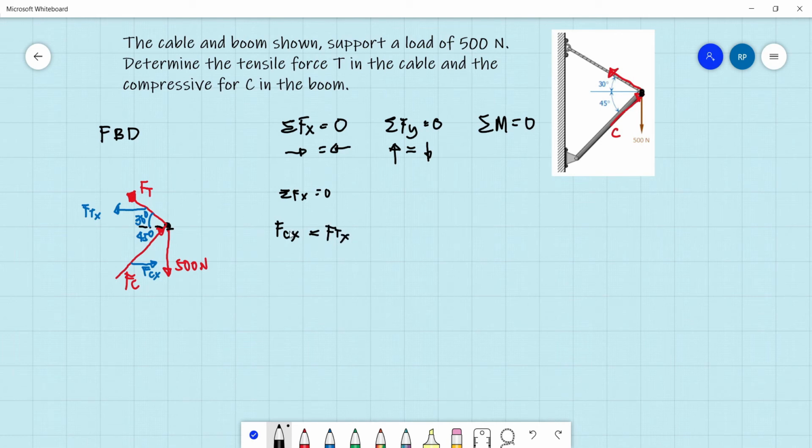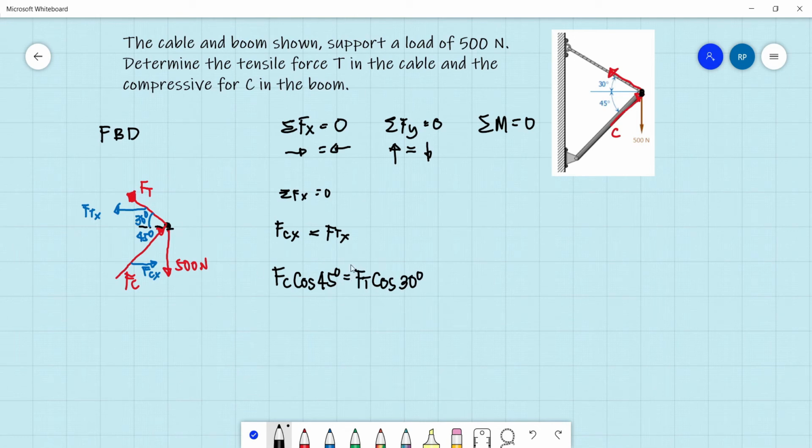All right. So basically, the horizontal component of Fc is just equal to Fc cosine of 45 degrees, since we are using angles. And the horizontal component of our Ftx is just equal to Ft cosine of 30 degrees.